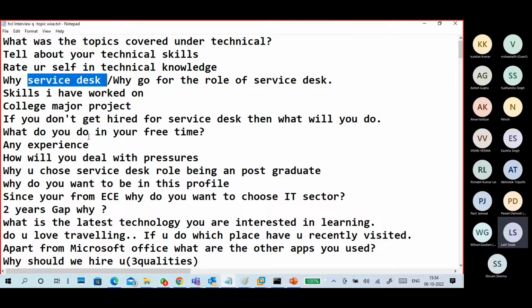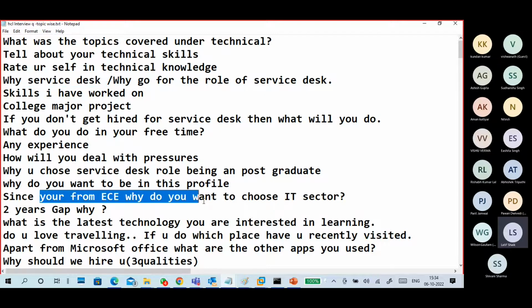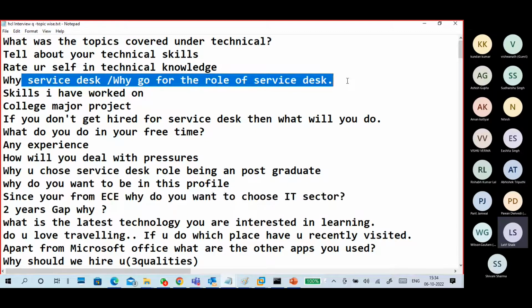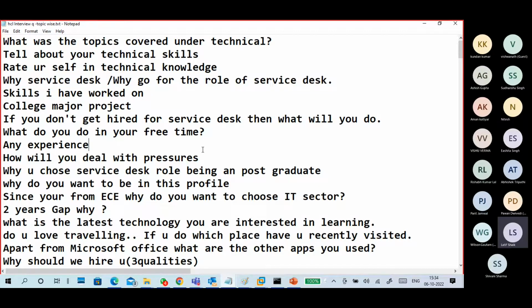Since you are from ECE, why did you want to choose the IT sector? Why did you choose service desk? These are the kinds of questions. The second one is if you belong to CSE, computer science, or IT related.